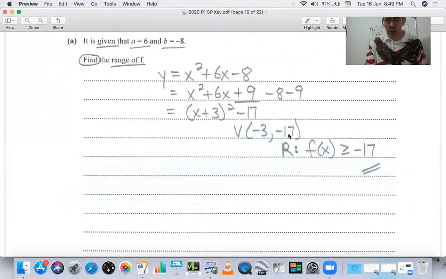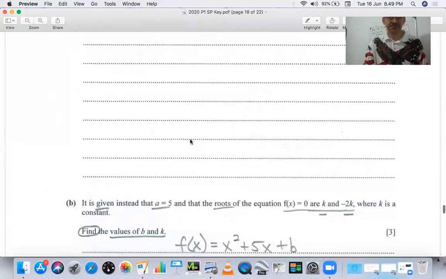Range deals with the y value, that's the -17. So our f of x, or you could put y, either one, is greater than or equal to -17 because our parabola is facing up. So it's going to start at the -17 and go up, greater than or equal to -17. So there's our range.